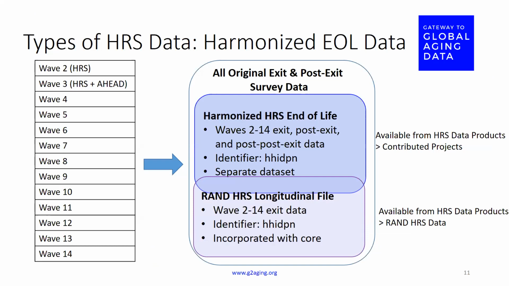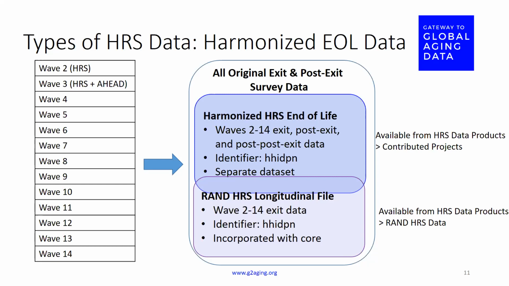Similar to the core data, there have also been efforts to harmonize data related to the end of life. The Gateway has created the Harmonized HRS End of Life, which is released as a separate data product that only includes individuals who have a completed exit interview. And then RAND incorporated some variables from the exit interview into the RAND HRS longitudinal file as well. Both sets of variables include data from waves 2 through 14 of the exit interview, while the Harmonized HRS End of Life also incorporates some information from the post-exit interviews for some variables also.